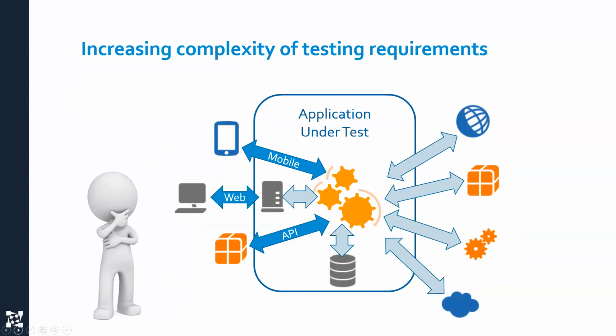The problem is that doing test automation is one problem, but the other problem is the complexity of the application that you're testing. Your application is no longer just one interface. It's a whole variety of different interfaces: mobile, web, maybe even headless interfaces like APIs, which often power a lot of the modern web applications.